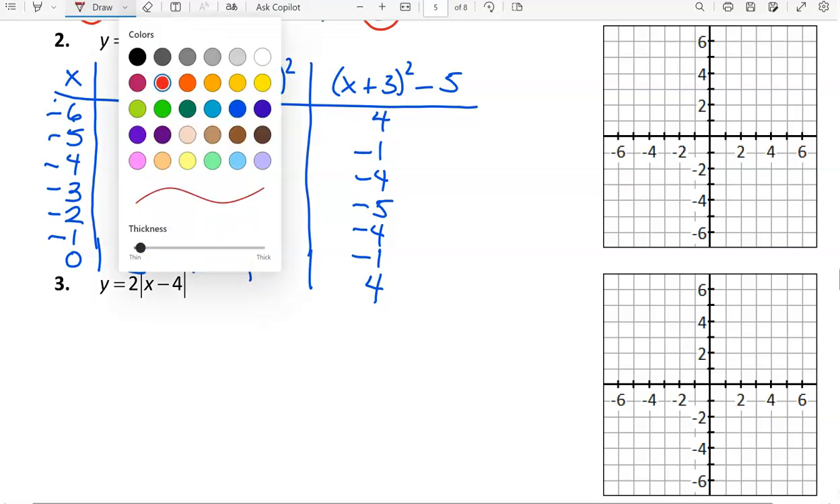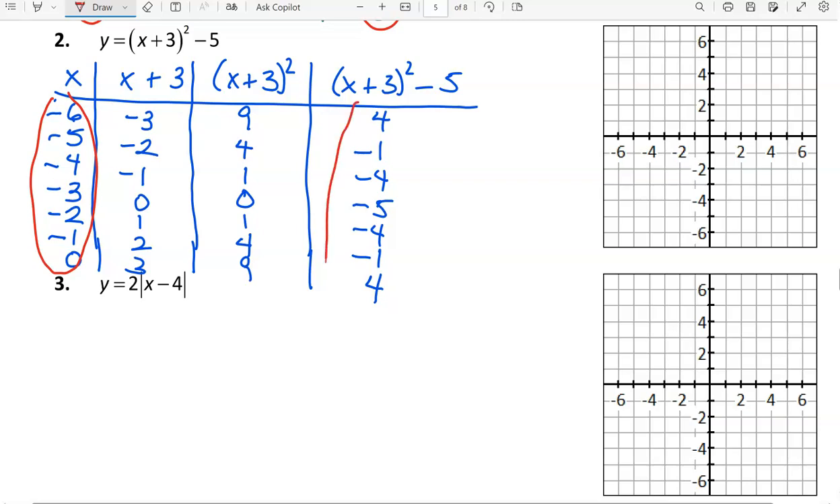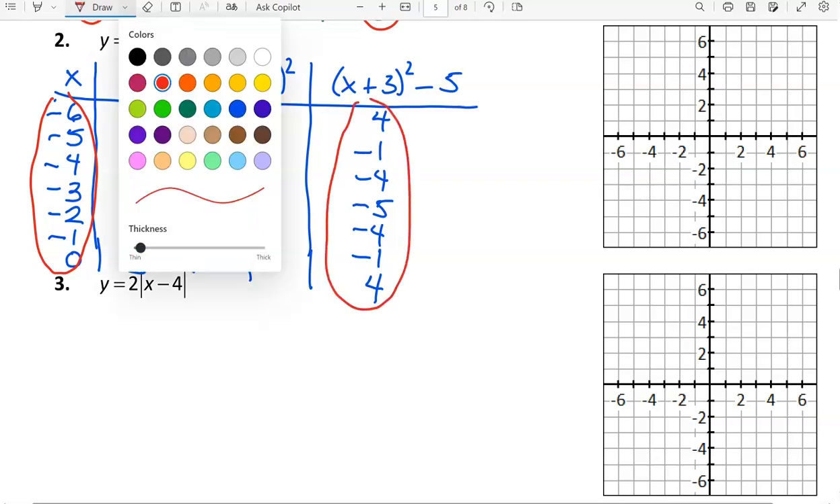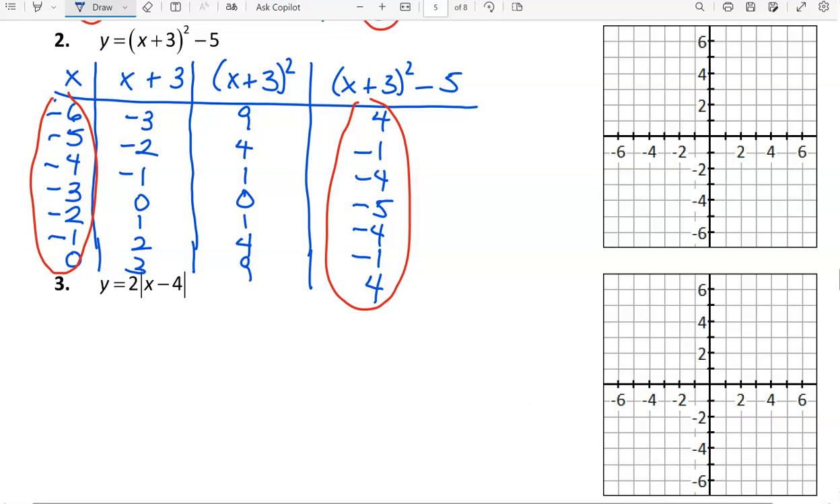And finally, we can graph all of the ordered pairs, x comma y, in our table. And we have the points (-6, 4), (-5, -1), (-4, -4), (-3, -5), (-2, -4), (-1, -1), and (0, 4). And that gives us this parabola shape, which is a curve, so make sure that you are not connecting it with straight lines.